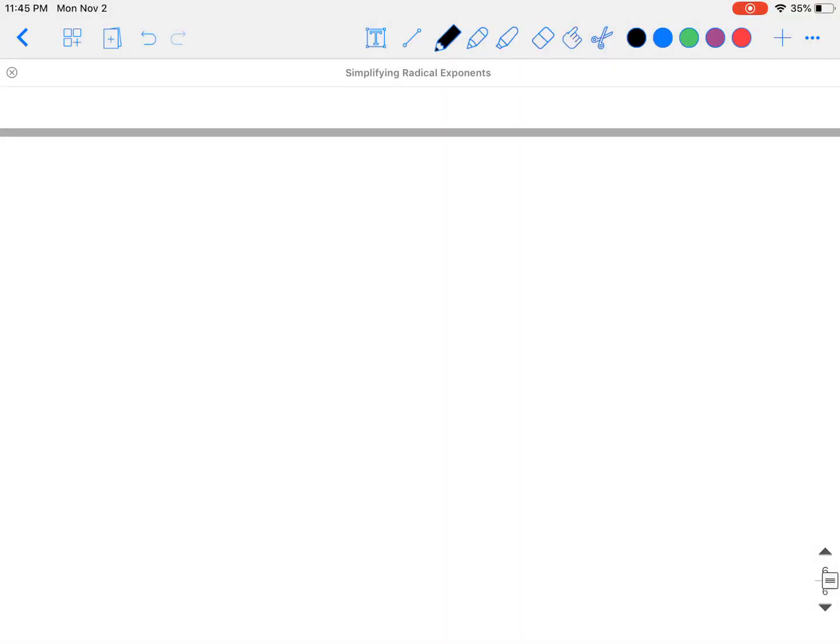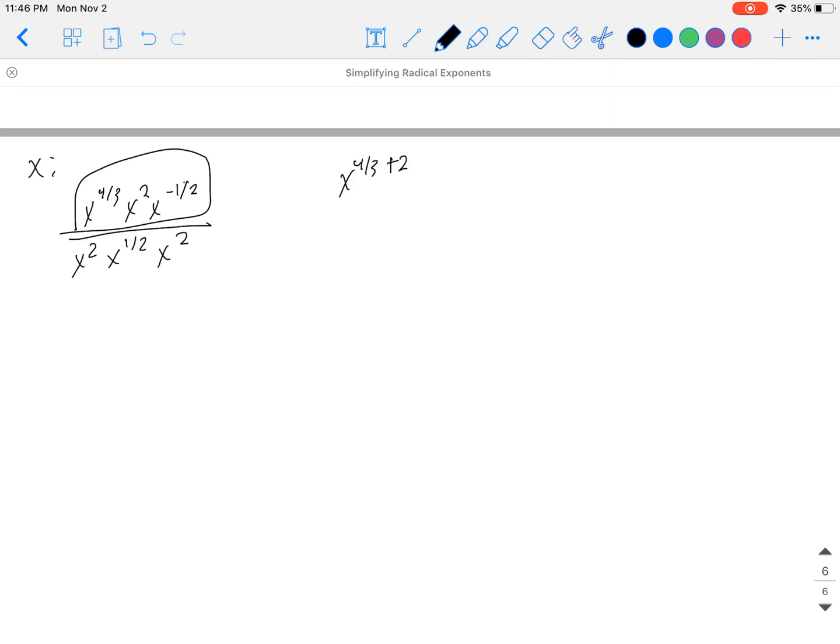Alright, next we're going to move on to x. So for x we have x to the 4/3 times x squared times x to the negative 1/2 divided by x squared times x to the 1/2 times x squared. Alright, so first we're going to use the product rule to simplify the numerator. So you have x to the 4/3 plus 2 minus 1/2. Let's deal with 2 minus 1/2 first.